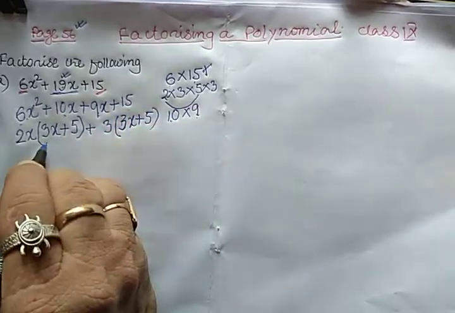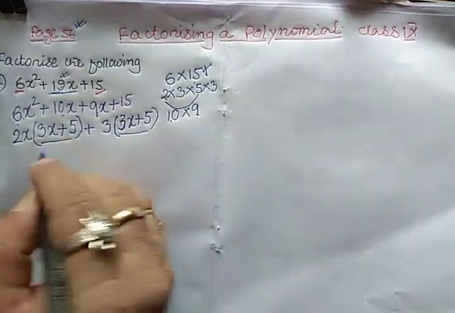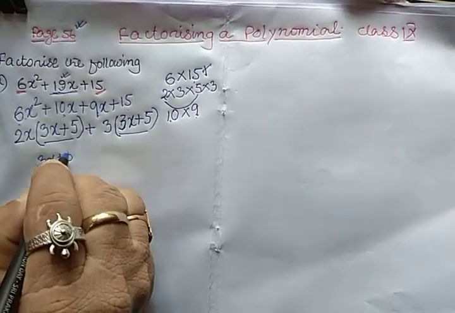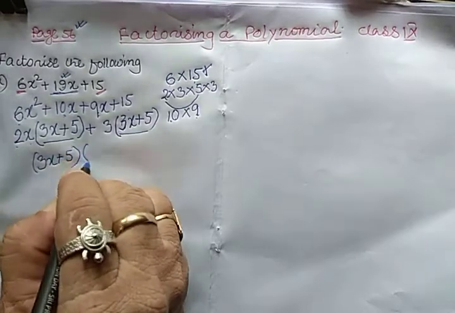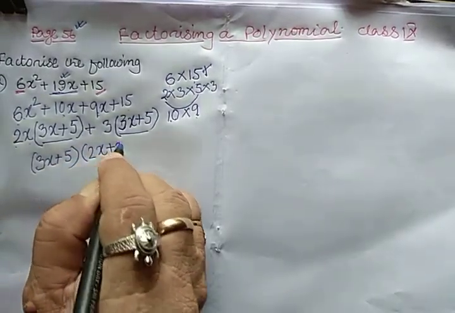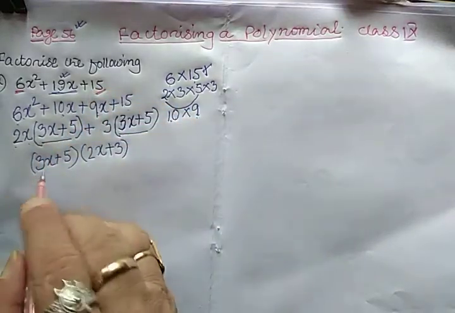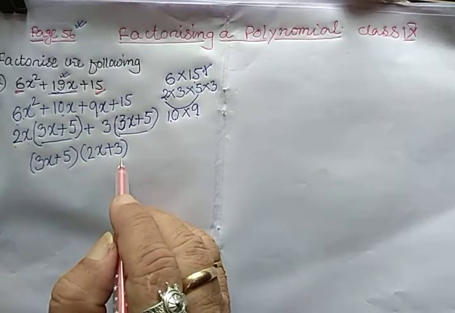See, here you have 3x plus 5. Here also you have 3x plus 5. Take 3x plus 5 common. Here what will be left? 2x will be left. Here plus 3 will be left. So what are the factors of 6x square plus 19x plus 15? 3x plus 5 into 2x plus 3.